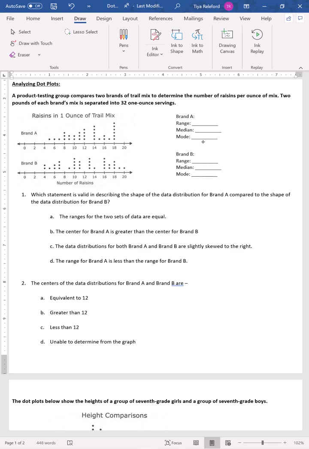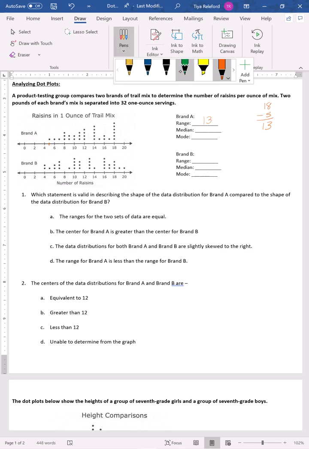So brand A, to find the range, you take the greatest number with a dot on it. 20 is not the greatest number, there's no dot. 18 is the greatest number with a dot on it. And you subtract the lowest number with a dot on it. So if you look, this bottom dot isn't on 4 or 6. So it's on 5. So the range for A is 13.